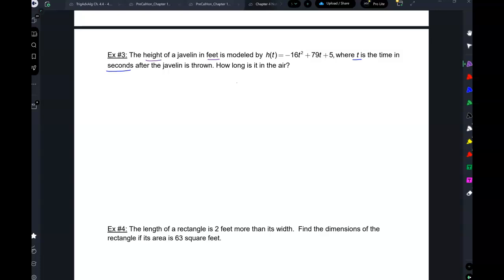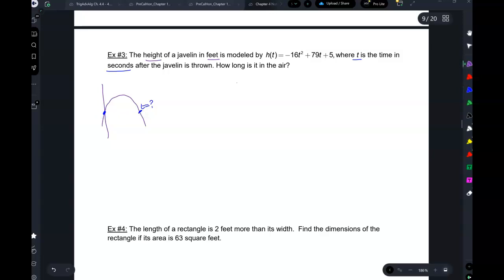So if it's like this, right? It is thrown at t equals 0, and then it goes up in the air, and then at some point, it goes back to the ground, right? If I find what the time was here, then I know how long it was in the air. Does that make sense? Yeah, it would start at 5. You're right. Good. Good. Yay. Okay.